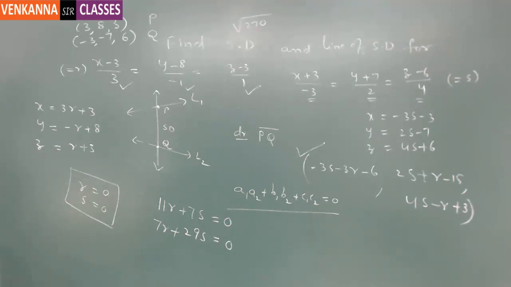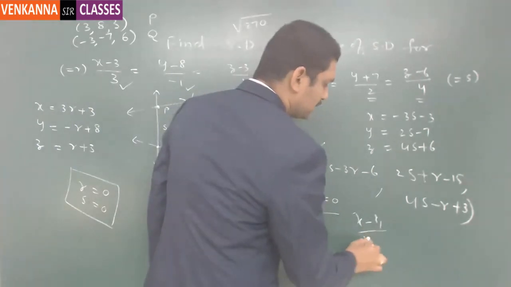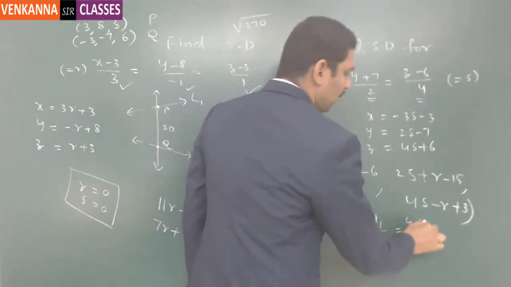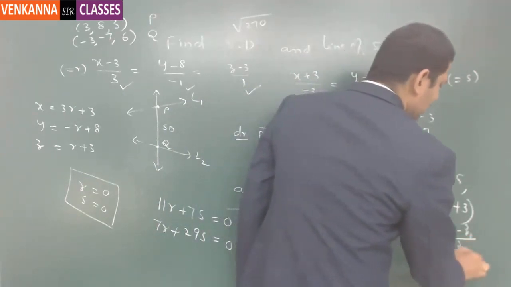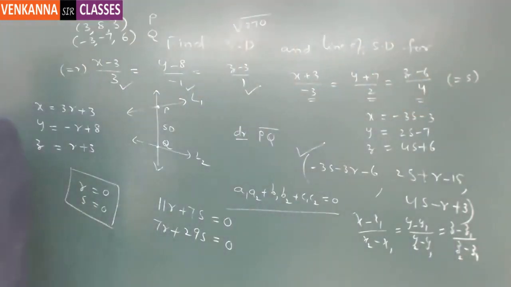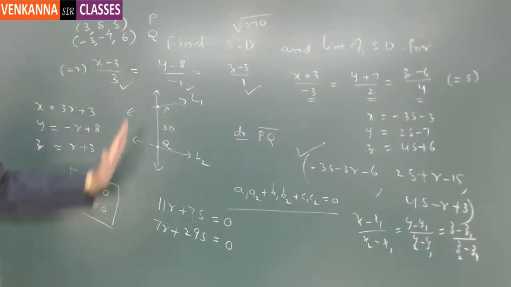Right. And if you want to find the equation of the line of SD, since two points are known on the line, are you able to write the line equation or not? We have the formula (x minus x1)/(x2 minus x1) equals (y minus y1)/(y2 minus y1) equals (z minus z1)/(z2 minus z1). So using that formula for the two points, it is nothing but the line of SD.